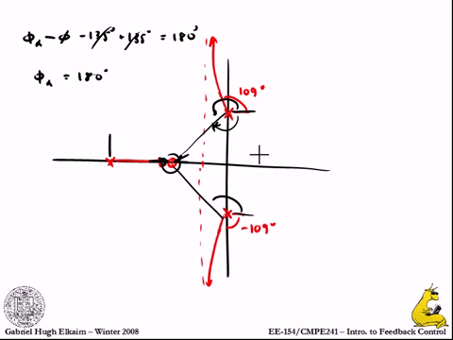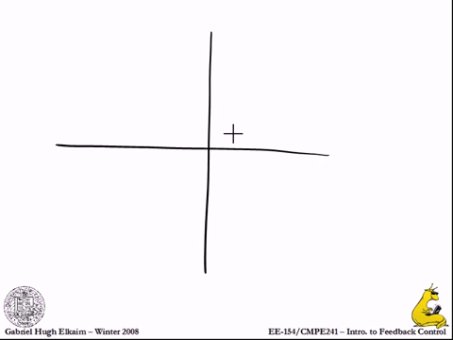Now, we can do this for really, really complicated systems. So here's one we'll do. Let's see, I've got, let's do 1, 2, 3, and another one here at minus 1. Okay. So let's start.